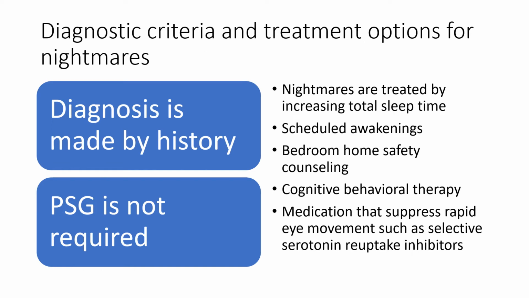In regard to medications, you want to take medications that suppress rapid eye movement, and one of the better choices are selective serotonin reuptake inhibitors, which seem to work very well in suppressing rapid eye movement. So on our next slide, I'm going to talk about different facets of cognitive behavioral therapy that is used for patients with severe nightmares.